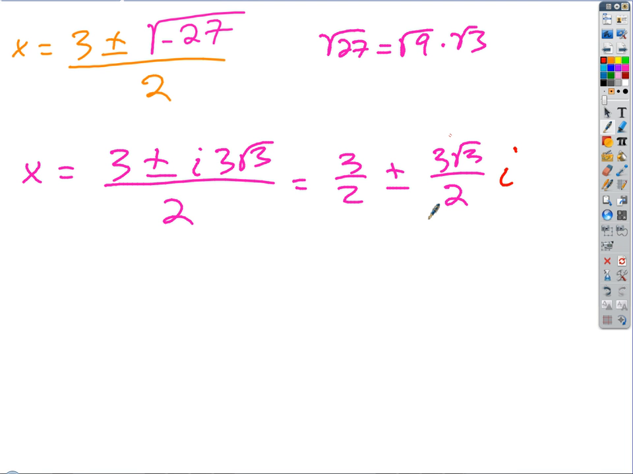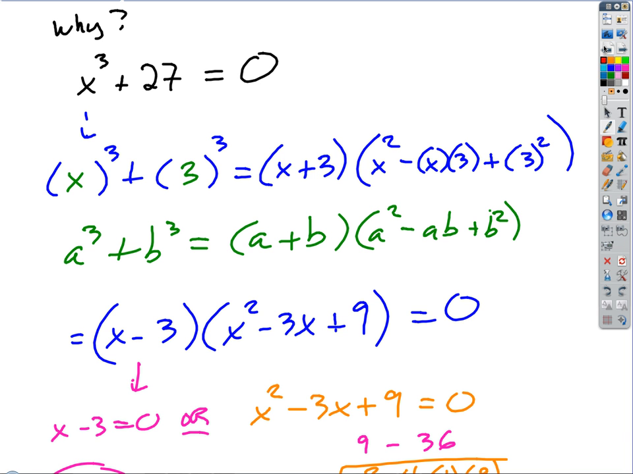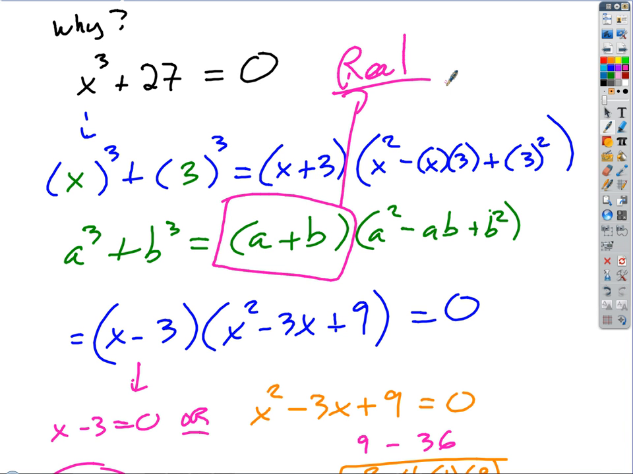Was it an accident that I got i's in both of my other solutions to this cubic polynomial that we were solving? No, not at all. It's always going to be that way. Whenever you do this factoring pattern, and everybody hear this, this is big, a cubed plus b cubed, so a sum of cubes, or a difference of cubes, the little guy out in front is always going to be real every time. It's going to give you back x equals a number. It could be different every time. That's always going to be real.